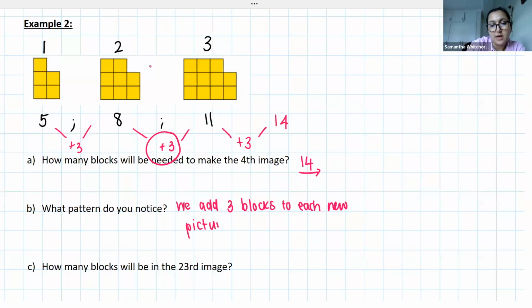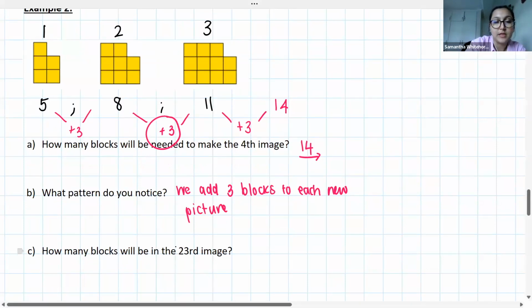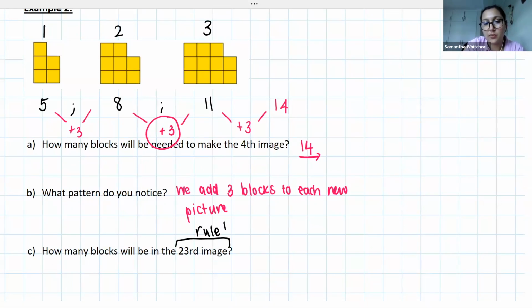And so that is really helpful for us because the next question is asking us how many blocks will be in the 23rd image. Now, there is no way we're going to sit here and draw 23 of these pictures to figure that out. We want a shortcut. This is now where our rule comes in. The second they give you a big weird number, you don't want to sit there and try and do it. So now we need our rule.